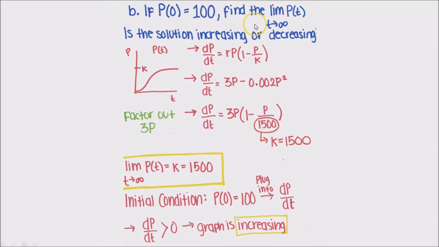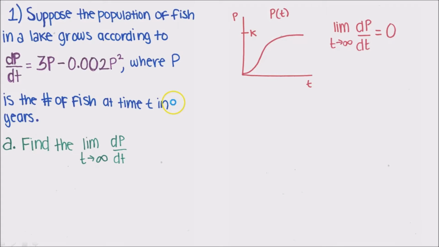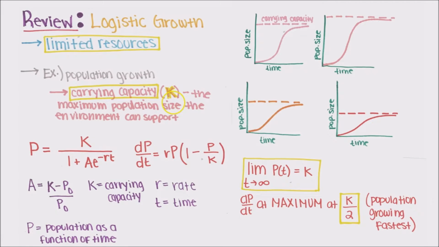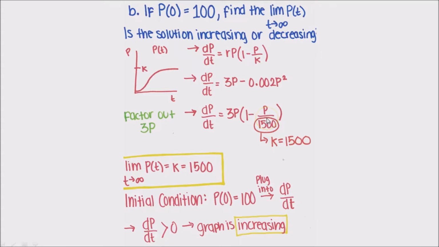Part B asks us to find the limit as t goes to infinity of P of t if P of 0 is equal to 100. Is the solution increasing or decreasing? So we know from a few slides back that the limit as t goes to infinity of P of t is equal to K. And in order to find K, we can use the dP dt formula we're given and rearrange it into this order, and whatever is in the denominator here is going to be equal to K.